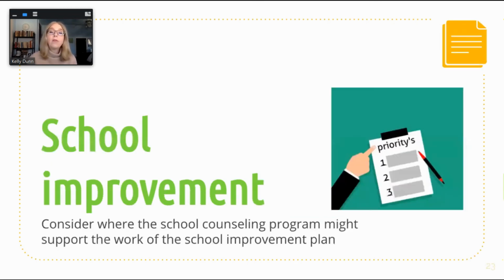Also think about your school's improvement plan goals that you looked at when completing your school data summary and the areas you listed where the school counseling program might support the work of the school improvement plan. These are the priorities for your school and your administrators, so they can help provide a map to what's most important to your school right now.